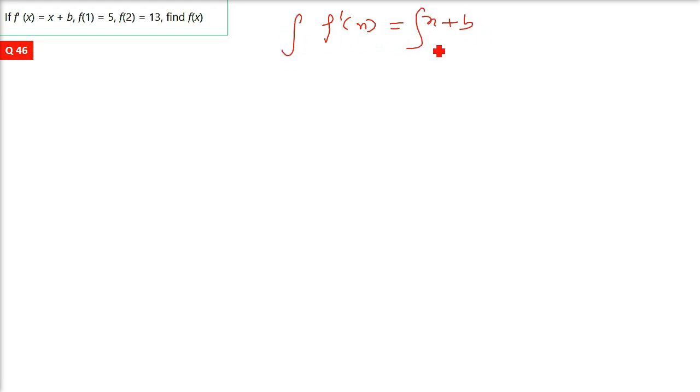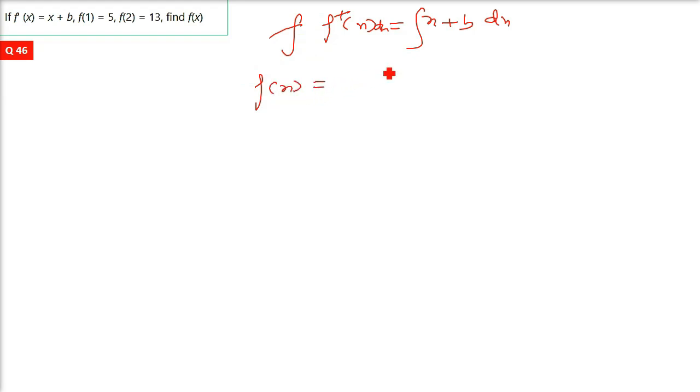So I am integrating both the sides. Integration of f dash x with respect to x is the original function, which is f(x) only. So let us write it as f(x). Alright. Integration and differentiation are counterparts. They don't go hand in hand. One is the opposite of the other.